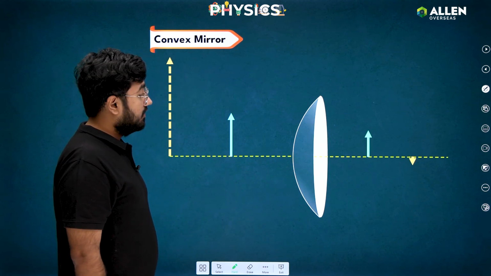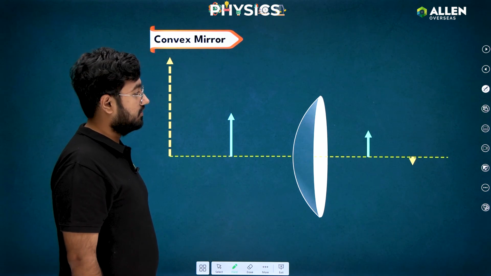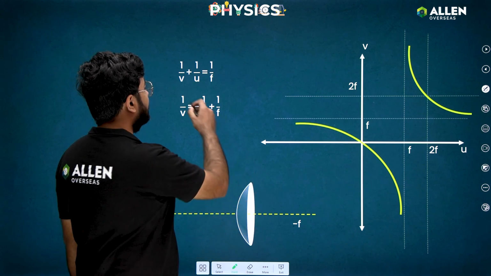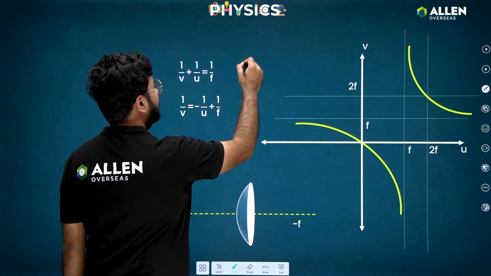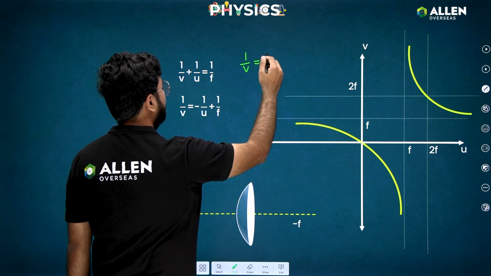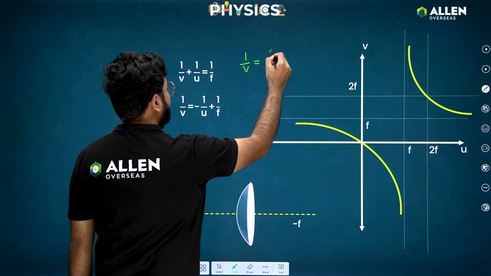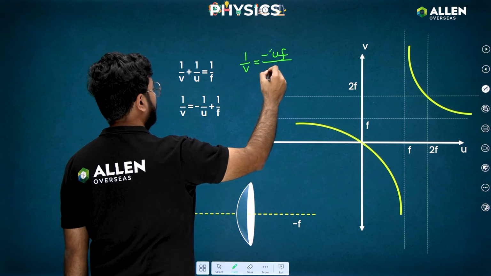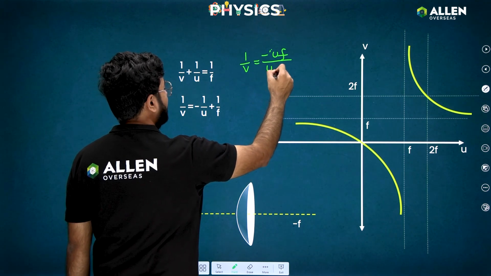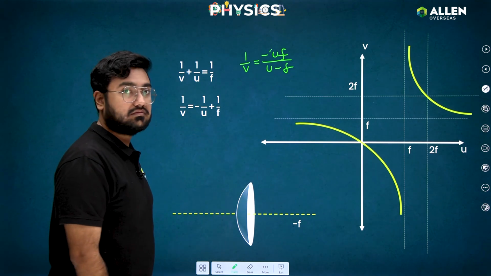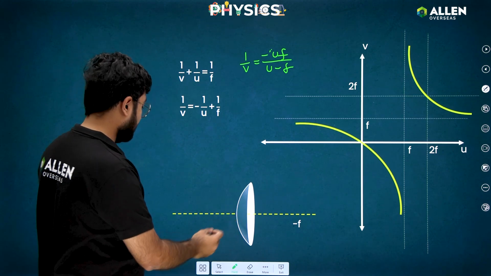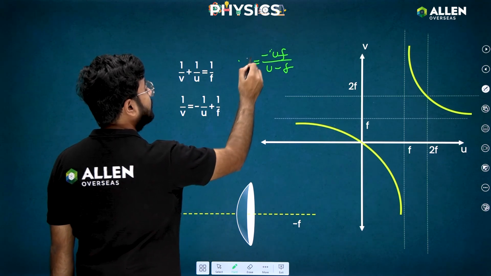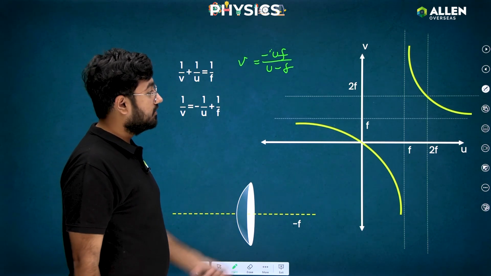Nice. What about the graph? Graph will be something like this. How? This is the case. From here, 1 by V is equals to UF, or minus UF over U minus F. Sorry, V is equals to minus UF over U minus F. You are going to get this curve.